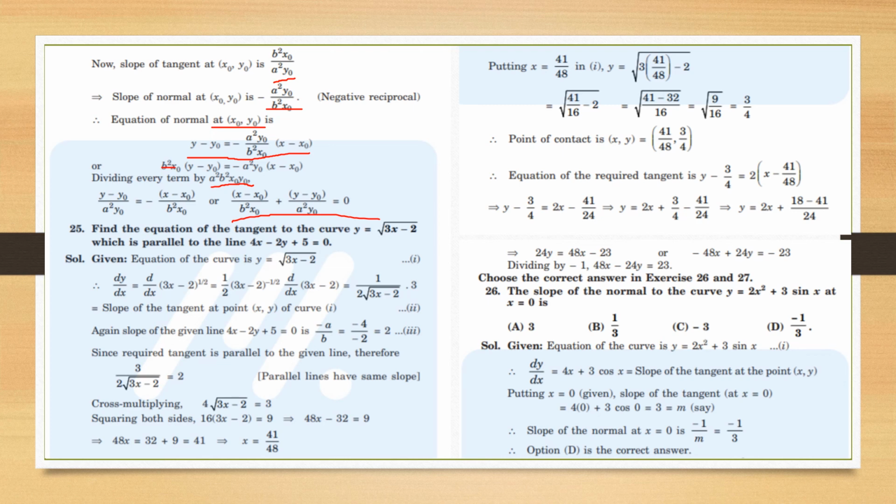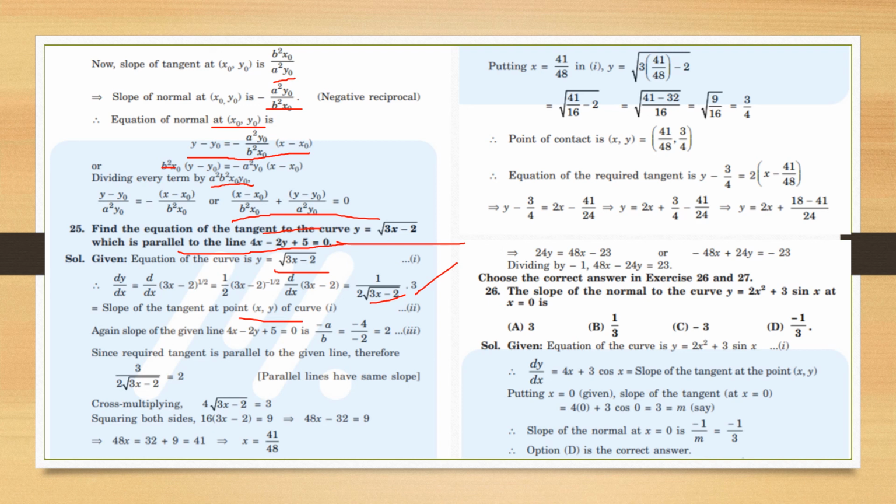Number 25 is: find the equation of tangent to the curve. This is my curve, and parallel to the line. So you know the connection between parallel lines, that their slopes are equal. This is the equation of the curve. The derivative of root x is 1 upon 2 root x, and d/dx of 3x minus 2 is 3. So this is my derivative, which is the slope of the tangent at the point (x, y).